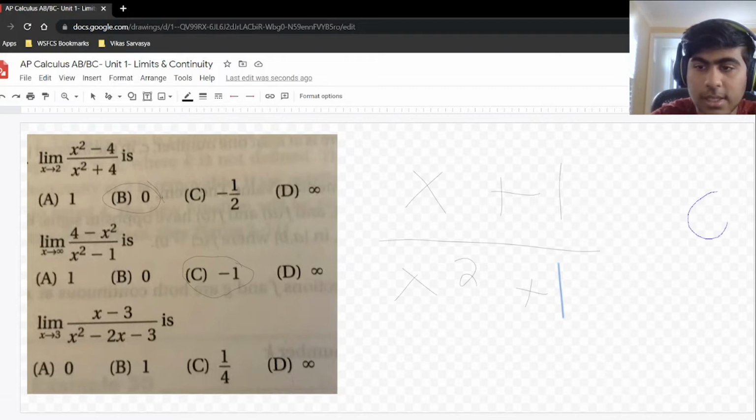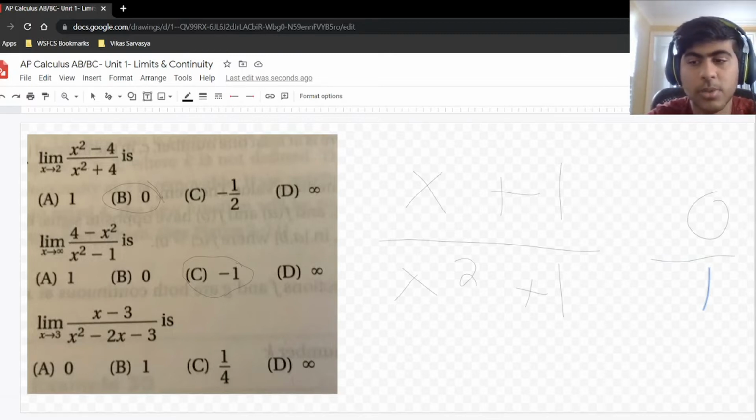So this is just like saying 0 over, well, this is going to be like 1, right? Because this plus 1 cancels out because it's over infinity, but the x squared divided by x squared becomes 1. So we just end up with 0 over 1, or 0.